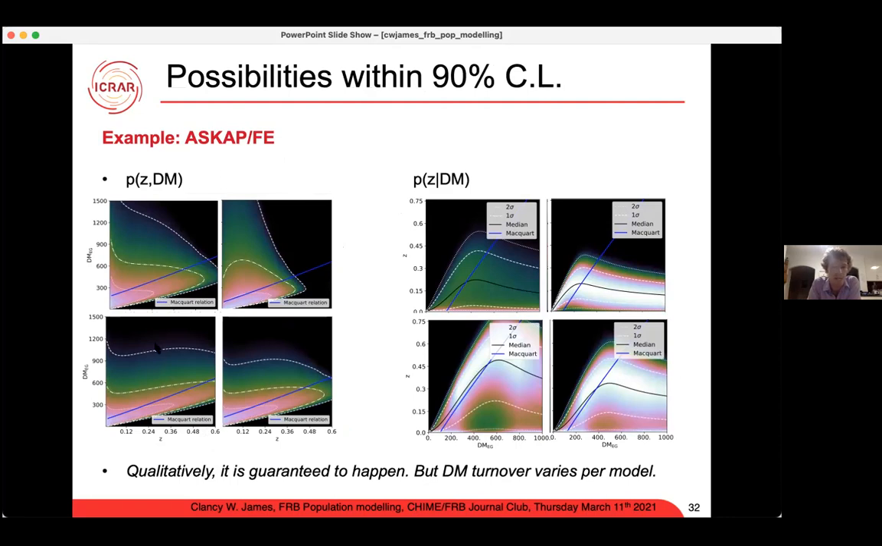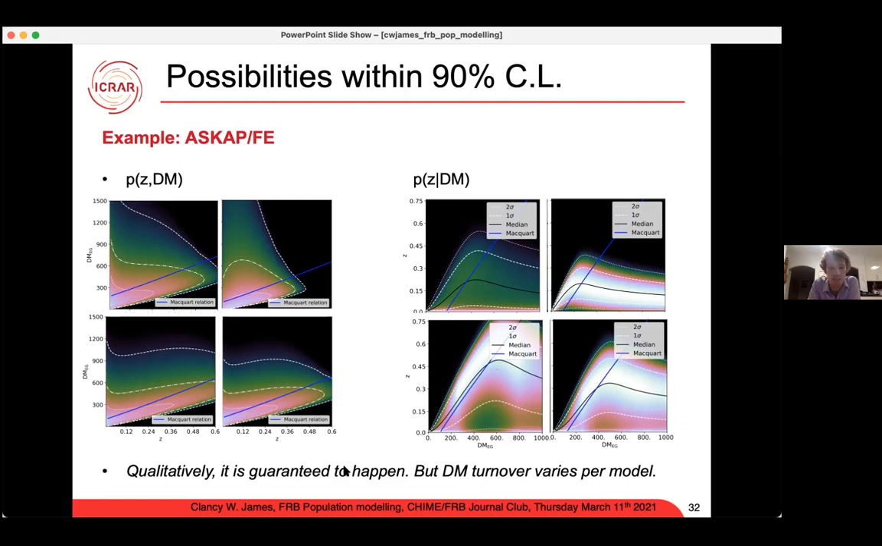On the left are different estimates of the probability of joint distribution in redshift and DM for different parameter fits that are consistent at 90% confidence, right? So what I've done here is I pulled out the most extreme values of various parameters that you can get within 90% confidence limits. And you've got the joint distribution here and the probability of redshift given DM on the right. And sure, this turnover happens at different DMs and corresponding to different redshifts, but the turnover always happens, right?